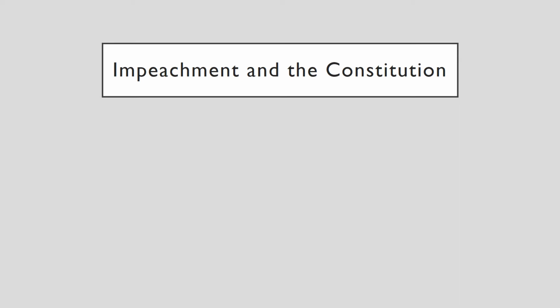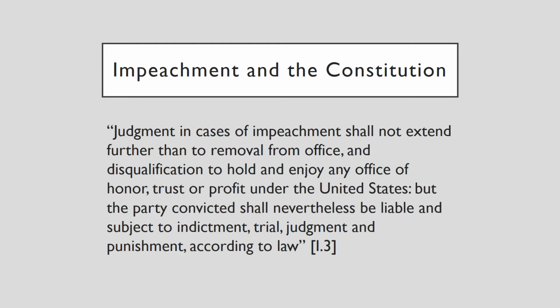Now, if a public official, like the president, is found guilty of the charges brought in an impeachment, the Constitution also tells us the limits on the punishment that the person can receive. Quote, judgments in cases of impeachment shall not extend further than to removal from office and disqualification to hold and enjoy any office of honor, trust, or profit under the United States. So the person can be removed from office and disqualified from holding any future office in the federal government.